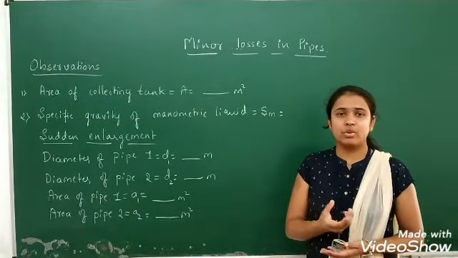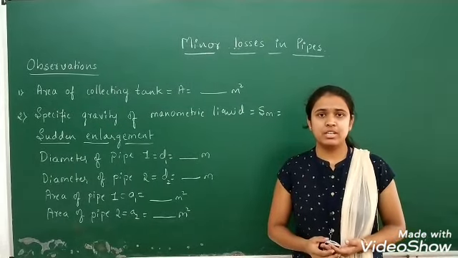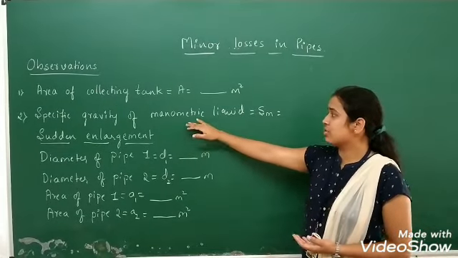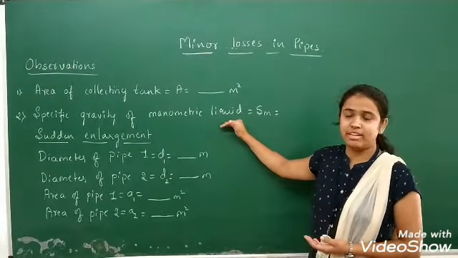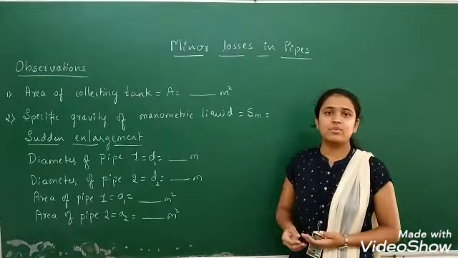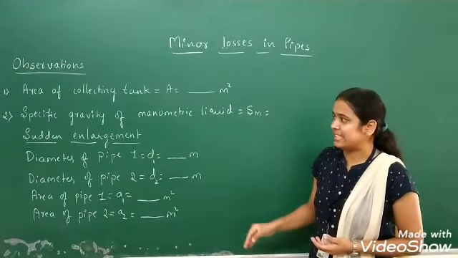As we know, when water is flowing in the pipe, because of the variation of the pressure, that variation we can observe in the manometer. It is filled with some manometric liquid, and whatever the specific gravity of that manometric liquid is, you just note it down. We can use CCl4 or mercury as a manometric liquid.